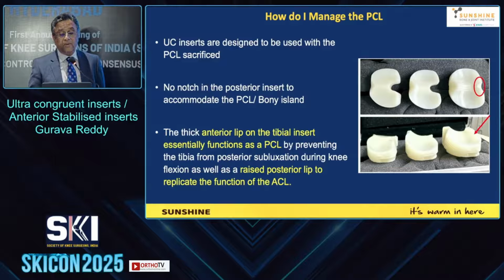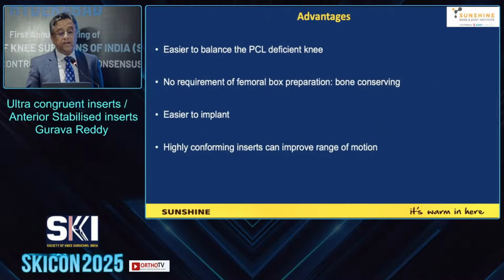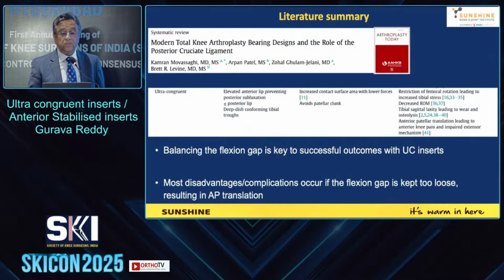The thick anterior lip on the tibial insert essentially functions as a PCL by preventing the tibia from posterior subluxation, and a raised posterior lip replicates the function of the ACL. So both ACL and PCL are reconstituted in the design of the poly. Advantages: easier to balance the PCL deficient knee, no requirement of femoral box preparation, easier to implant, and highly conforming inserts can improve range of motion.